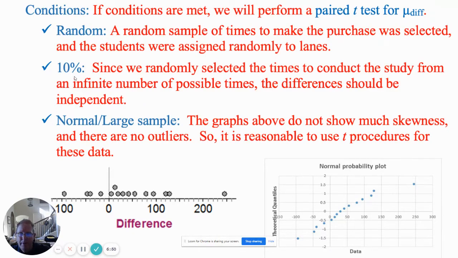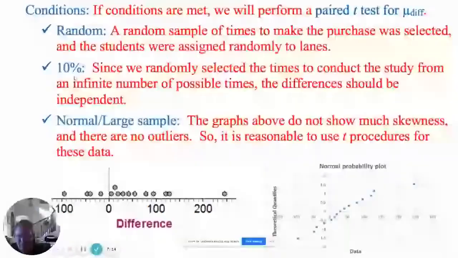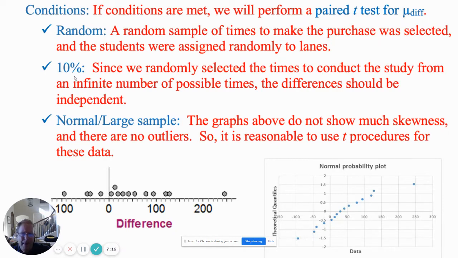We're not told the shape of the parent population of differences, and we don't have a sample size greater than or equal to 30. Our sample size is 15. So we have to draw a graph, and I've drawn two graphs here, a dot plot and a normal probability plot. And we're looking for strong skewness and outliers, and we do not see strong skewness or outliers here, so we're going to proceed. You have to document that you do not see much skewness and there are no outliers. So it is reasonable to use T procedures for these data, or else you could just simply say it is reasonable to proceed.